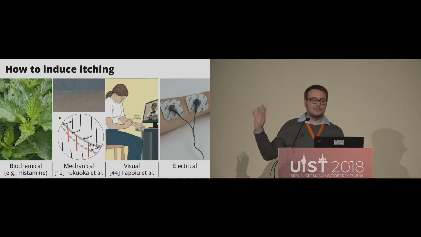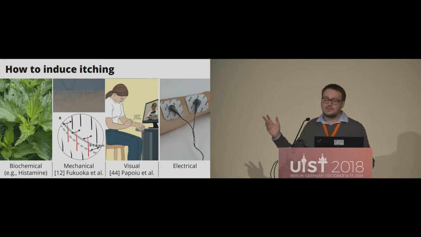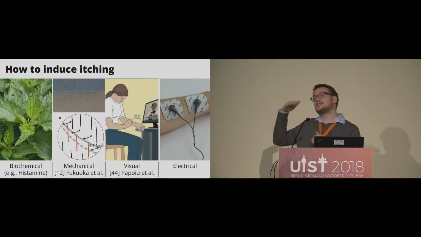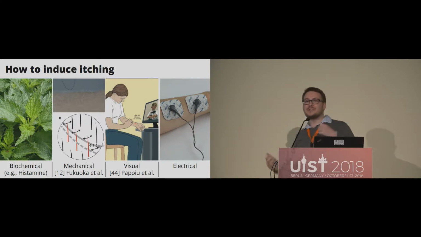There are some weird ways you can do it by mechanical stimulation. Fukuoka et al. had this project where they had a tiny wire swinging above your skin, just lightly touching your hairs, and at some point you start to itch intensely. But as you might imagine, once you move around, that can be kind of tricky to put into a system.